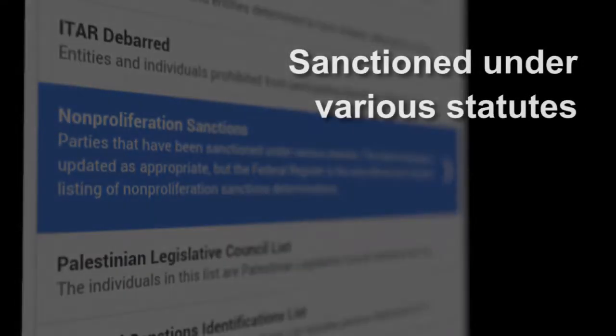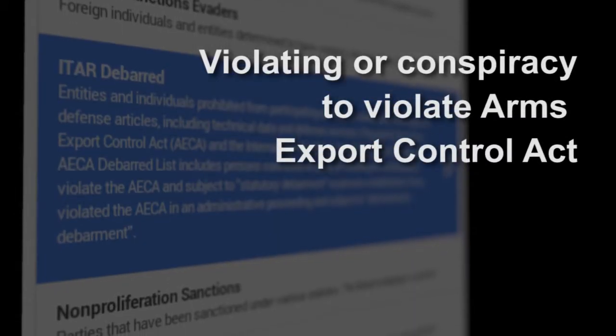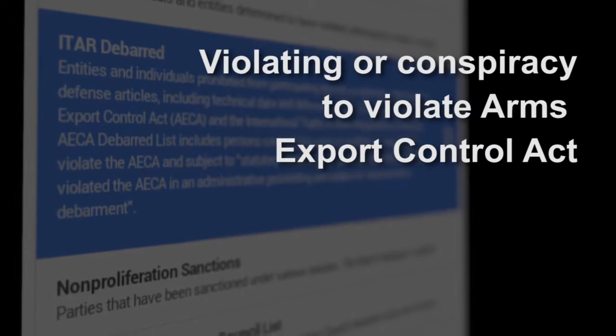The Non-Proliferation Sanctions list documents parties that have been sanctioned under various statutes. It's important to check the Federal Register for the official and complete listing of non-proliferation sanctions determinations. The ITAR debarred list includes entities and individuals convicted of violating or conspiracy to violate the Arms Export Control Act.